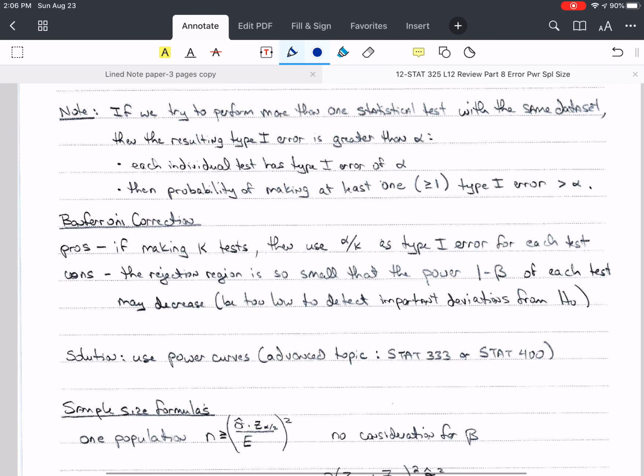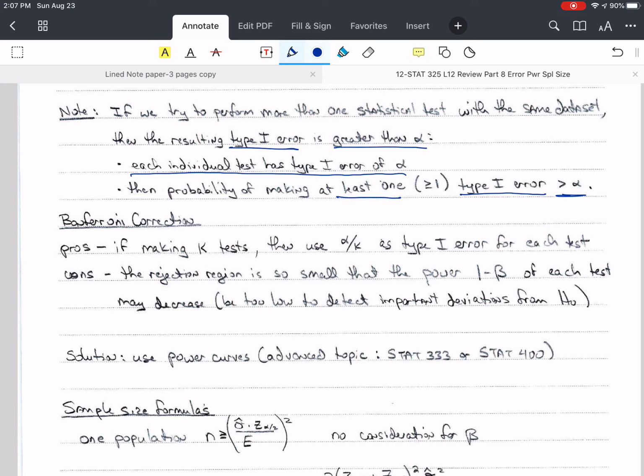Okay. Now I also want to talk about something called the Bonferroni correction. If we perform more than one statistical test on the same data set, then the type 1 error is going to be greater than alpha. Because each individual test has a type 1 error equal to alpha, when you perform more of them you end up getting something that's more than alpha. So the probability of at least one type 1 error is actually greater than alpha.